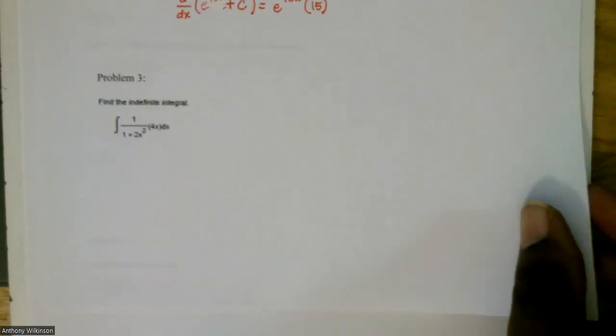All right, problem number 3. Let's say I want to find the indefinite integral. Here I have the integral of 1 divided by 1 plus 2x squared, times the 4x dx.